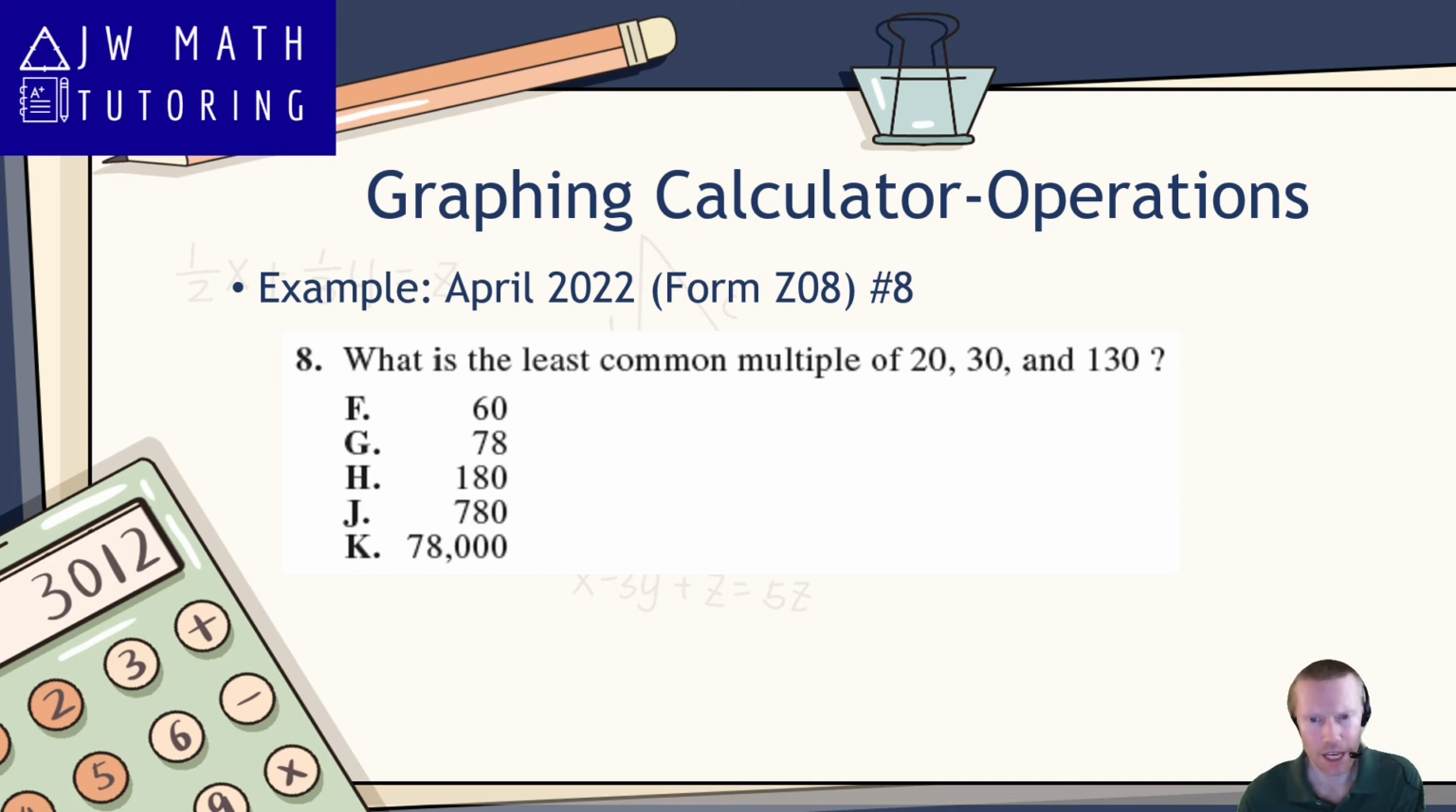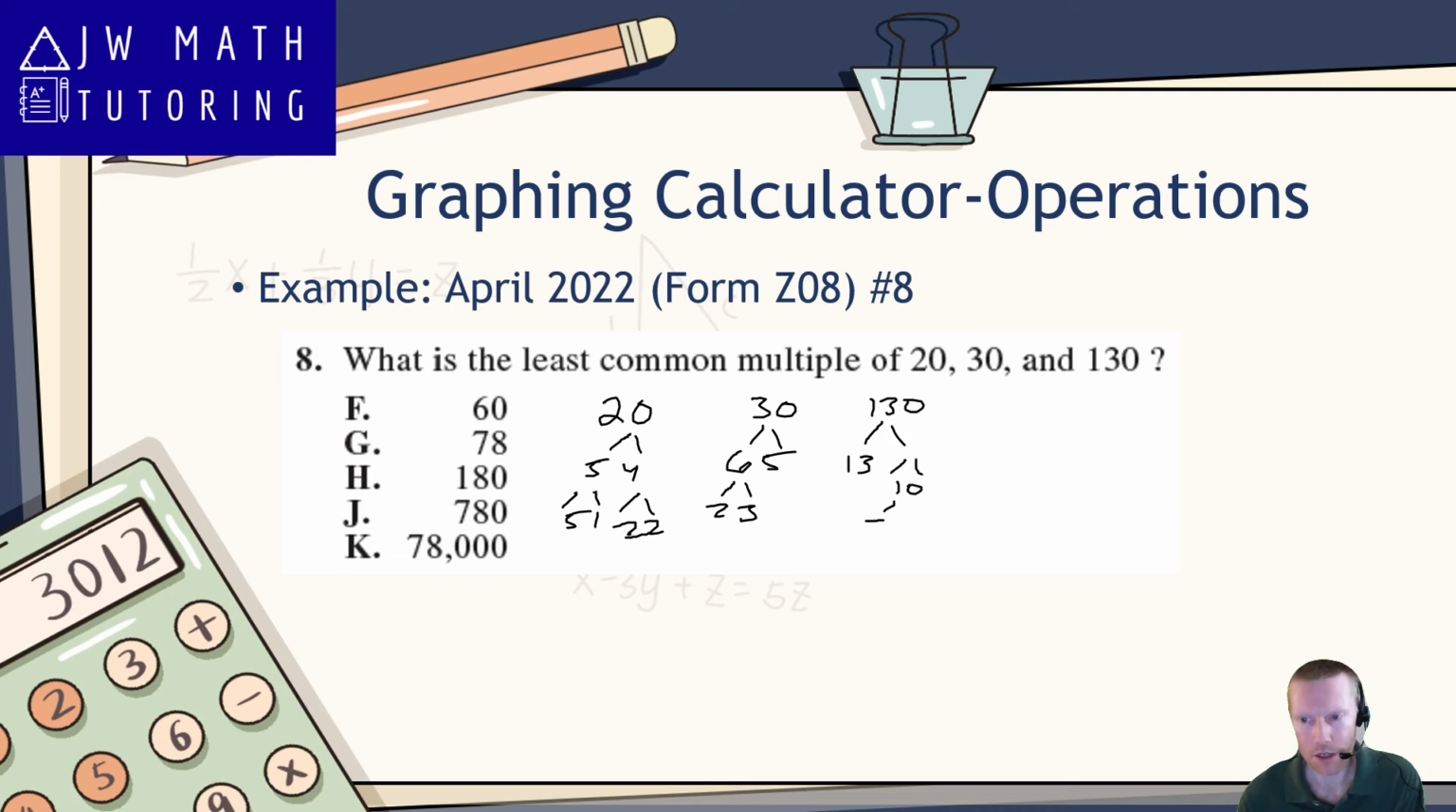So if you're doing this by hand, or the way you'd probably be taught to do it in school, the most common way is you take all the numbers and you break them down into their prime factors. Well, that's just 5 and 1, but 2 and 2. And then we do the same thing with 30. And then we could do the same thing with 130. Okay, 2 and 5.